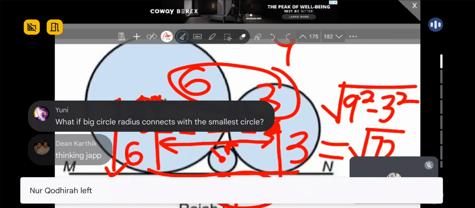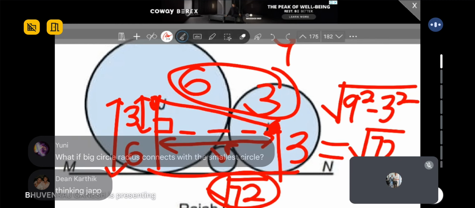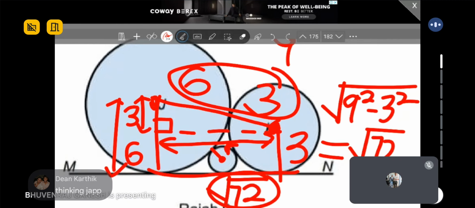What if big circle radius connect with the smaller circle? Okay, no problem? Thinking. Okay, so I give you guys time to think. Bagi masa. Think and see until you get. Make another triangle. Where is your another triangle?